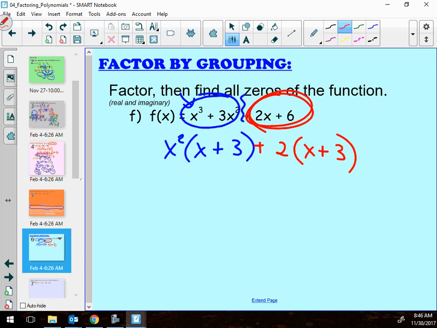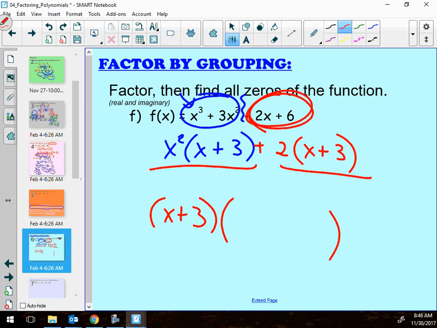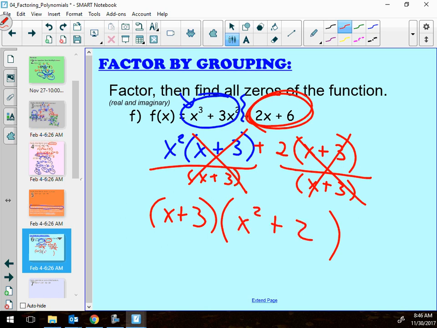To finish the deal, I have to factor what's left. This and this both have something in common. X plus 3. It gets factored out to the front. And what do I have left when I take out my x plus 3's? Technically, what I'm doing is dividing by x plus 3 here and dividing by x plus 3 here. That's what you're doing when you are factoring something out. So that makes this cancel and this cancel. And what's left? X squared plus 2.